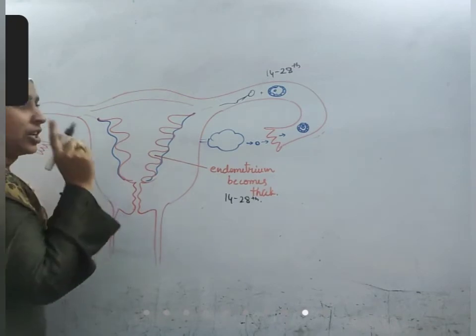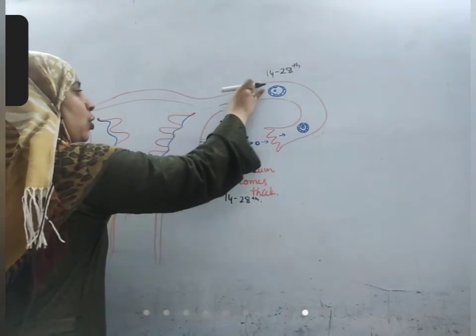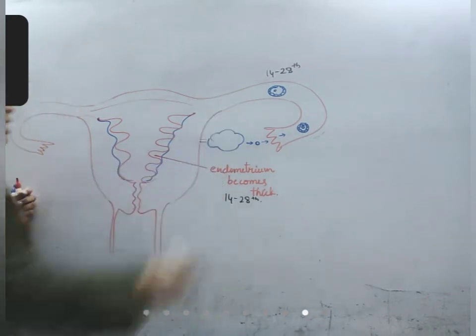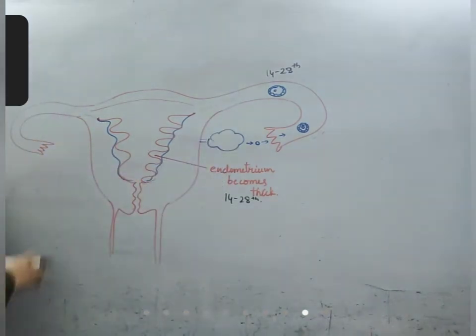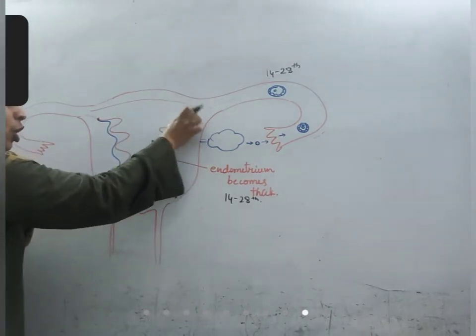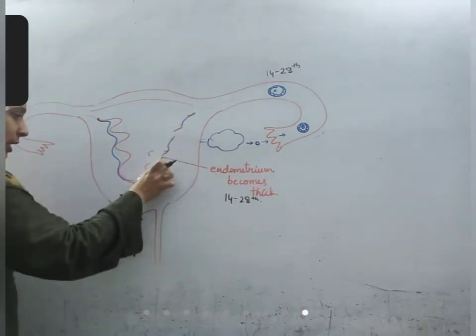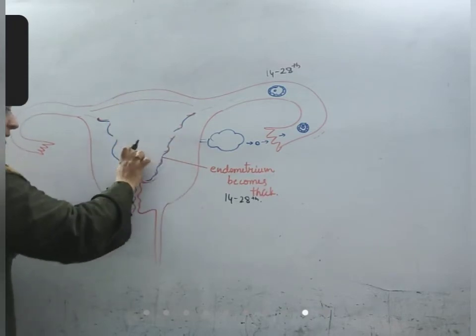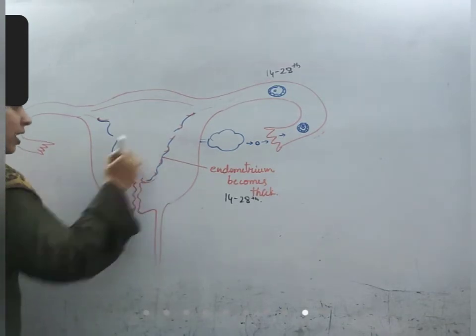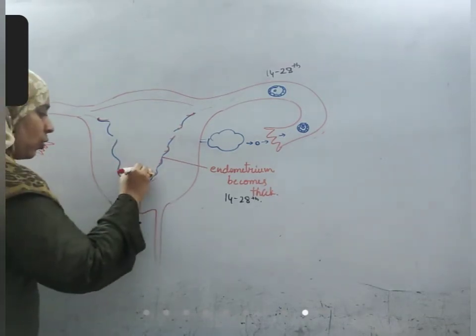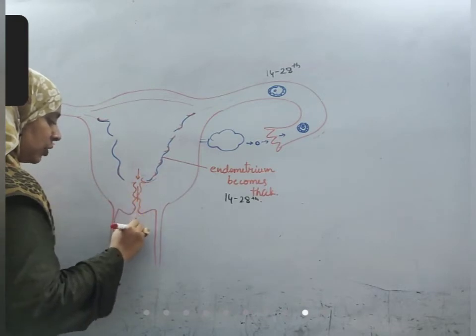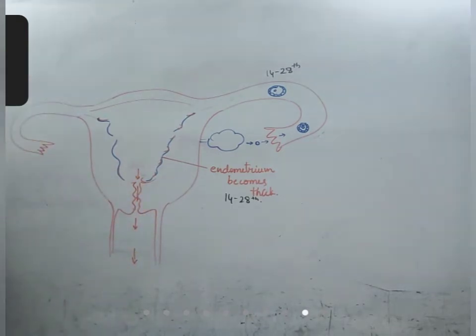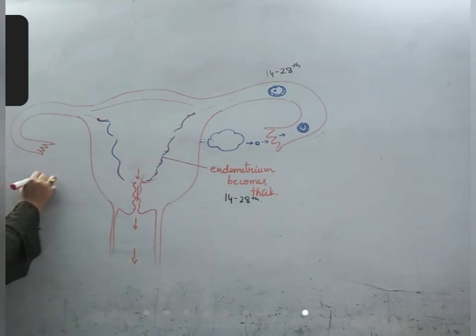If fertilization does not occur, the sperm did not reach the ovum, then what will happen? The endometrium wall will dissolve along with the blood vessels that are present here. The endometrium sheds out of the body through the cervix and enters the vagina, and from there out of the body. This process is called menstruation.